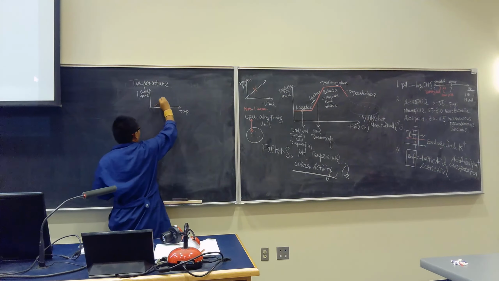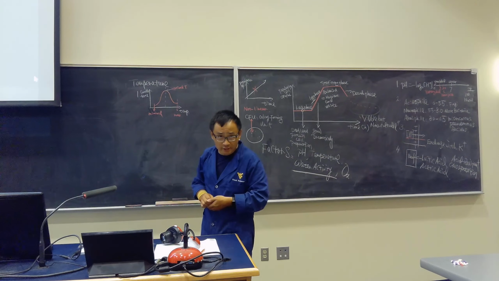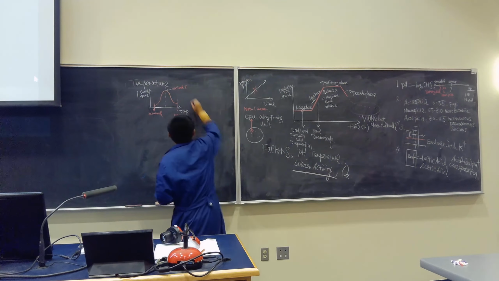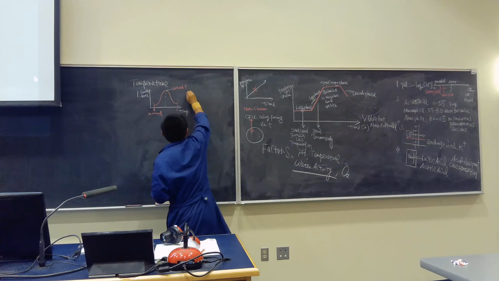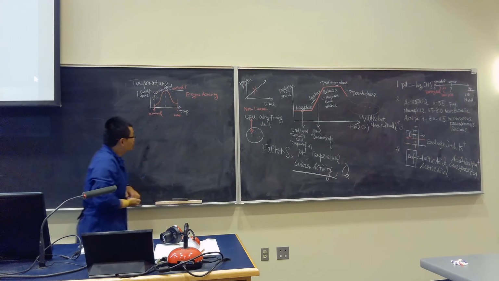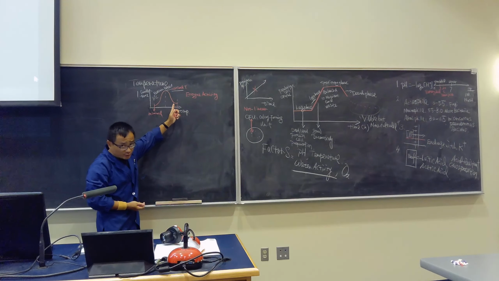Now why? Because the temperature is related to the enzyme activity. It's a very simple concept, enzyme activity. At the beginning, when the temperature increases, the enzyme activity will increase. Around every 10 degrees Celsius, the reaction will double until they reach the optimal temperature. But after that, it's not going to grow that dramatically.